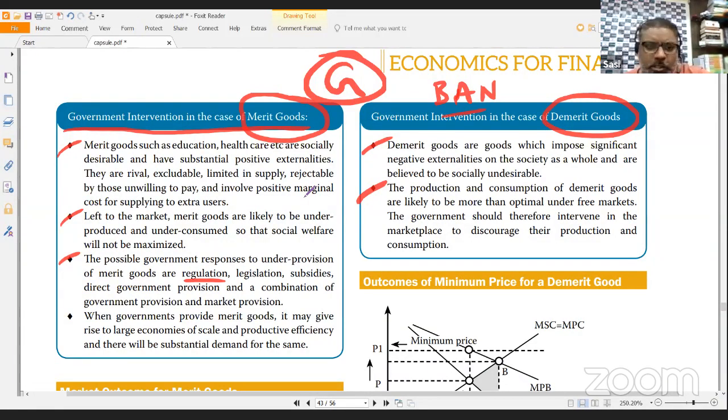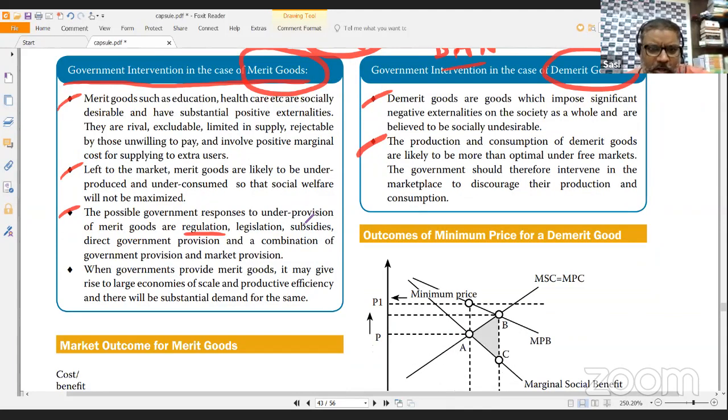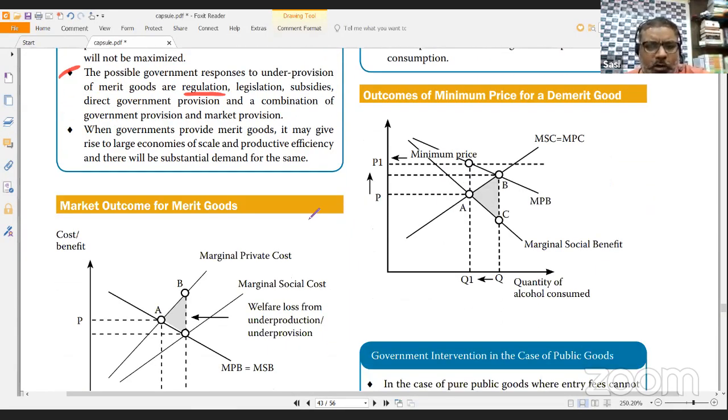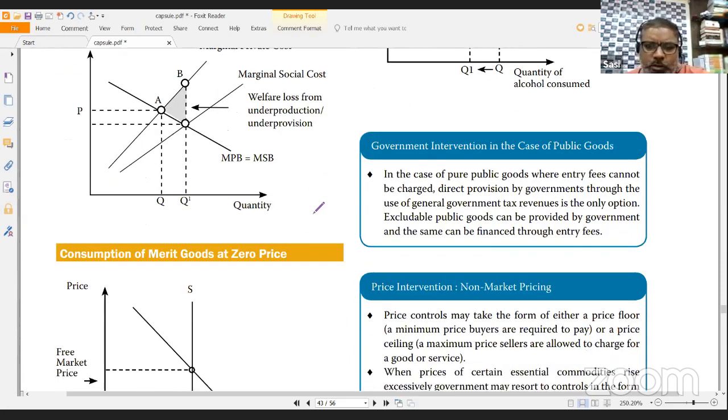It can have bad intention also with this mask, or even it can have side effects also. All those practical things are different. We are not looking at them. Once again, we have to look at the theoretical aspects of these words. What are merit goods? What are demerit goods? What will government do to encourage merit goods, and what will government do to discourage demerit goods? That's what it will do.